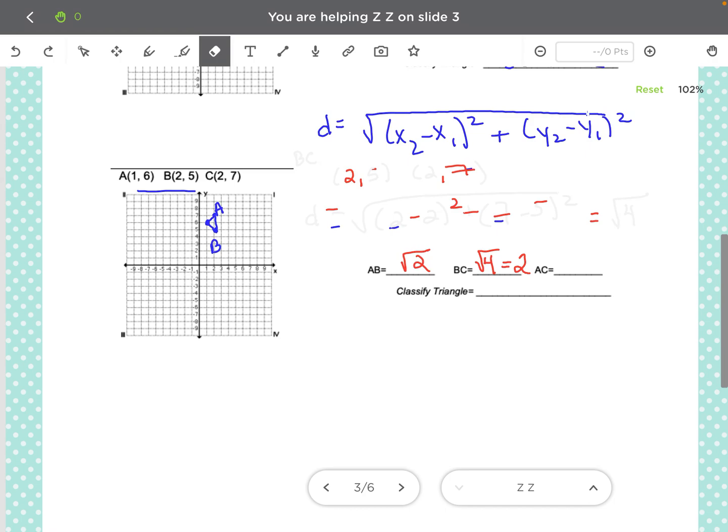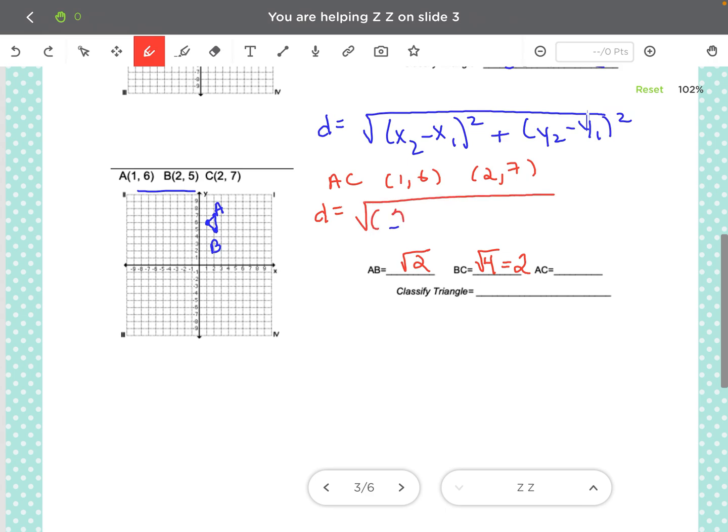Okay, we have one last side to do, which is AC. So AC, we're going to be using the points 1, 6 and 2, 7. So distance, take your x's, subtract them, squared. Take your y's, subtract them, squared. Type it in. The number underneath the square root ends up being 2, but we still have that square root symbol, so this is square root of 2. Notice in this case, these two sides are exactly the same. So a triangle that has two sides the same is called an isosceles triangle.